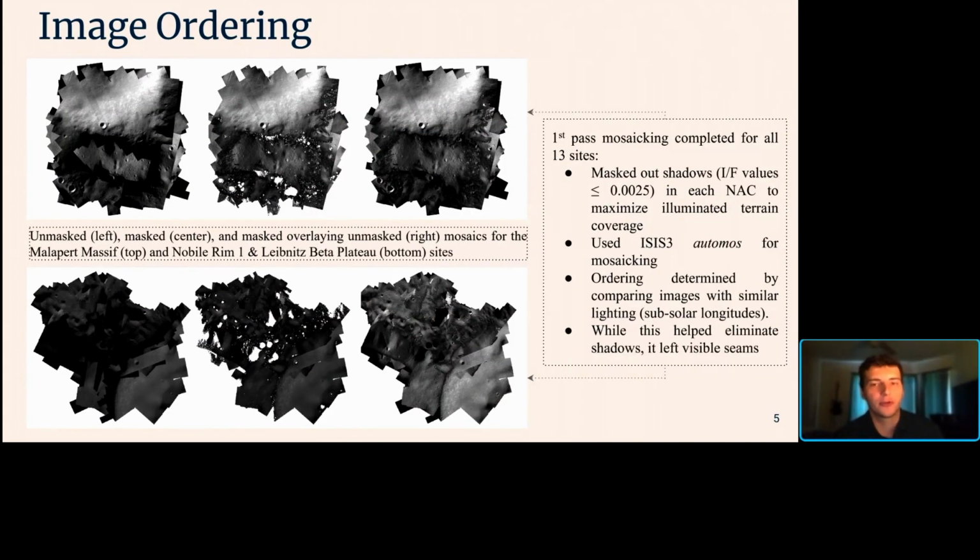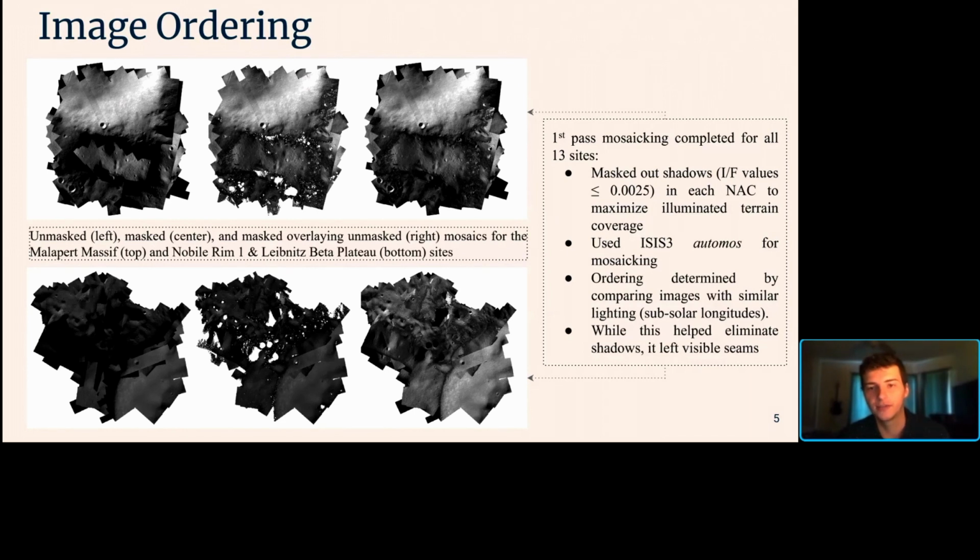And then for image ordering, we did a first pass of mosaicing where we masked out the shadows with I/F values less than 0.0025 in each NAC. This was to maximize illuminated terrain, and as you can see in the figures to the left, on the left side you have the unmasked version of the mosaic with none of the shadows masked out, and then the center is the masked version, and then the right is the masked version over the unmasked version to sort of fill in the gaps with actual data.